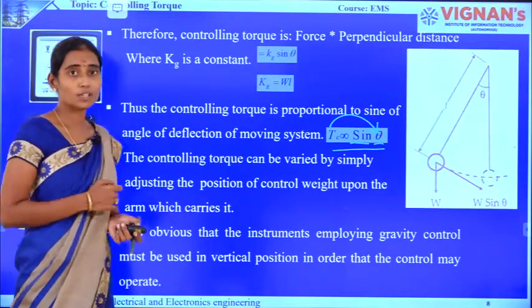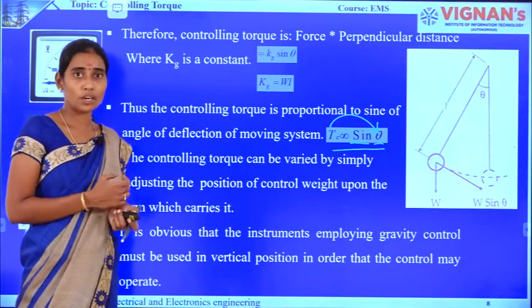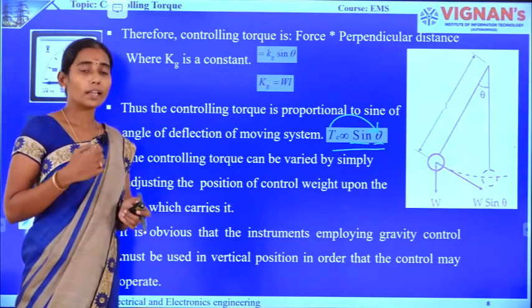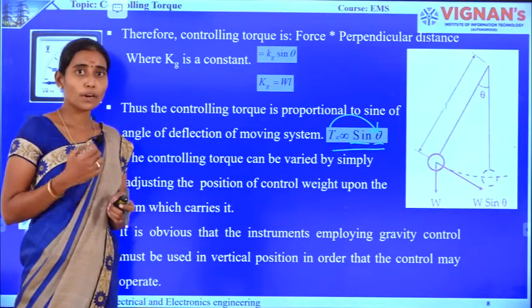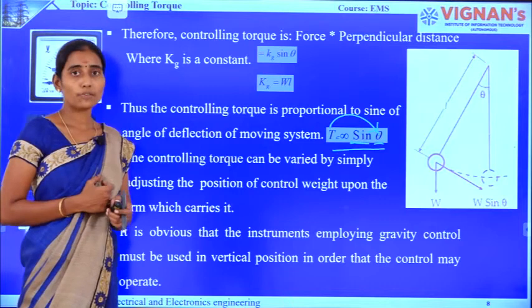Generally, the instruments which we use in laboratories do not employ this gravity control. Gravity control is employed only in instruments where simplicity and cost are the major factors.